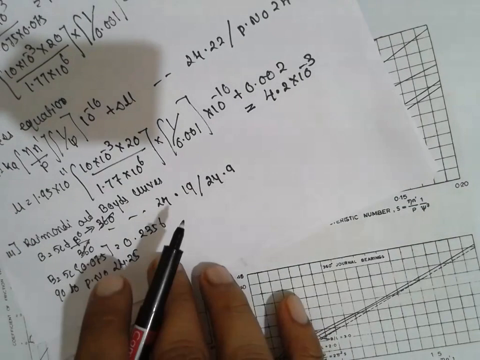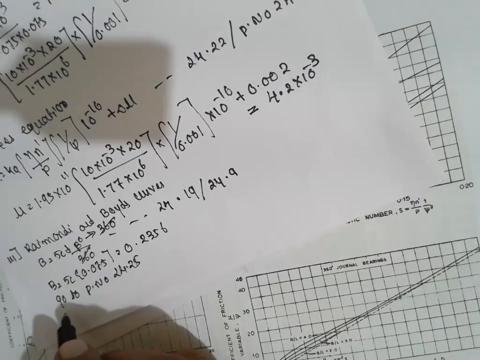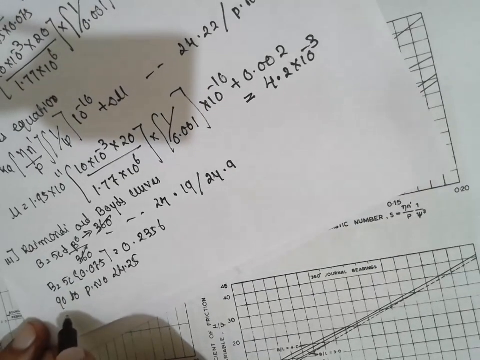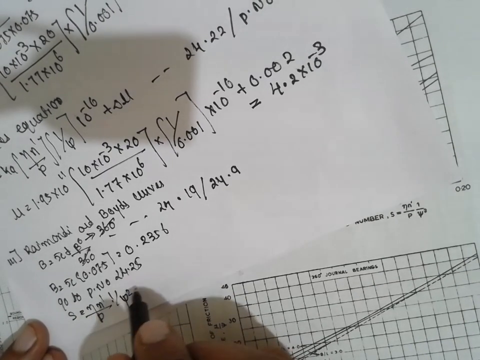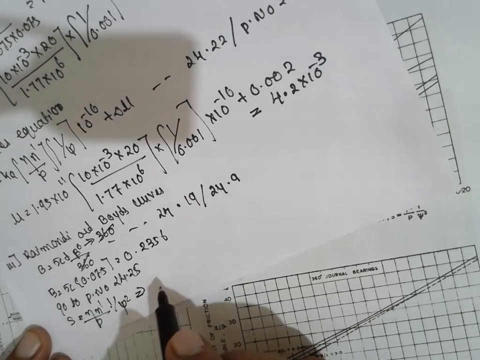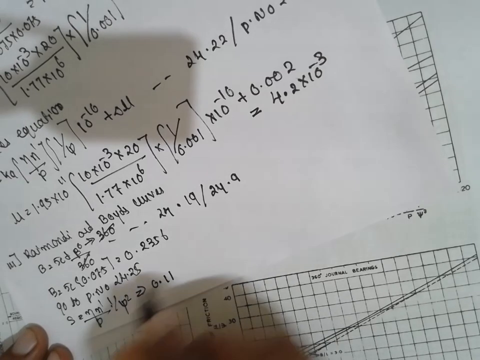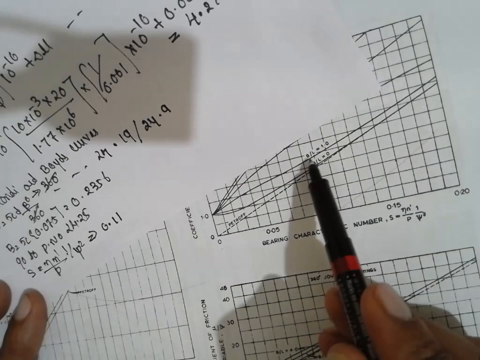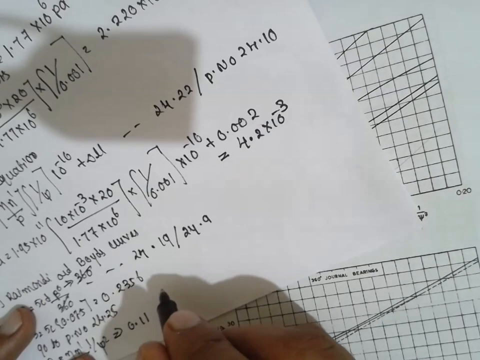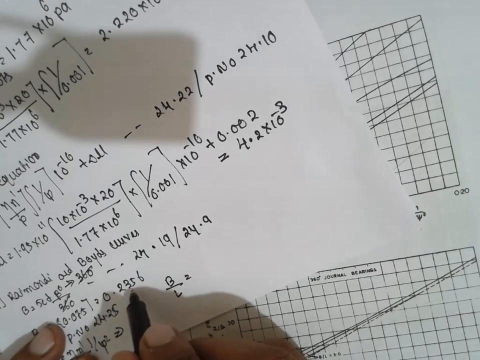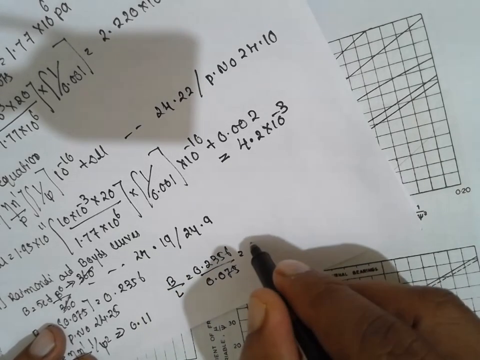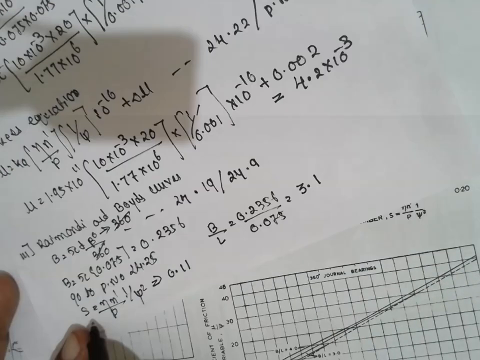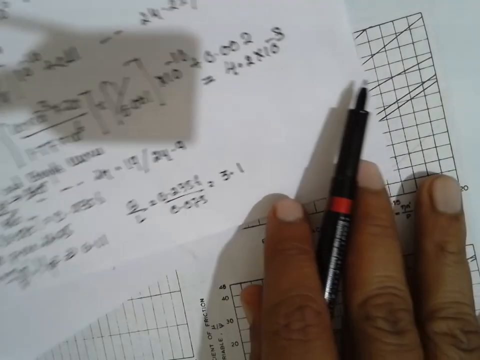Sorry for the disturbance. The formula for this is eta n dash divided by p into 1 by psi square. If you substitute all the values, you will get the answer as 0.11. But B by L is required, and we don't know B by L. B divided by L: B is 0.2356 divided by L, which is 0.075. You'll get the value around 3.1. Now B by L is 3.1 and Sommerfeld number is 0.11.